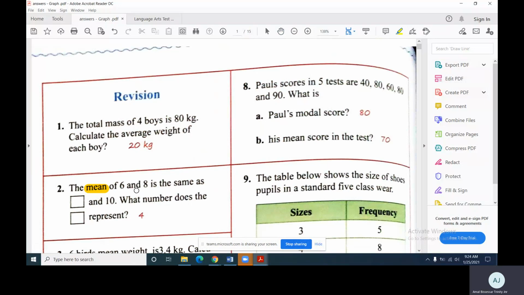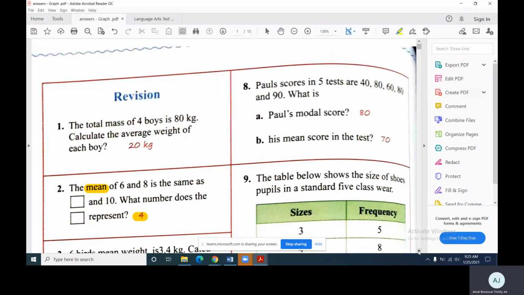What you do is, if the mean of 6 and 8, then the first thing to do is to add and find the total. So what they're really asking you is that 6 plus 8 is 14. 10 plus what will give you 14? And that answer is 10 plus 4 is 14. This is a common question that comes, so you can make a note of it if necessary. It's a question that you will see coming.